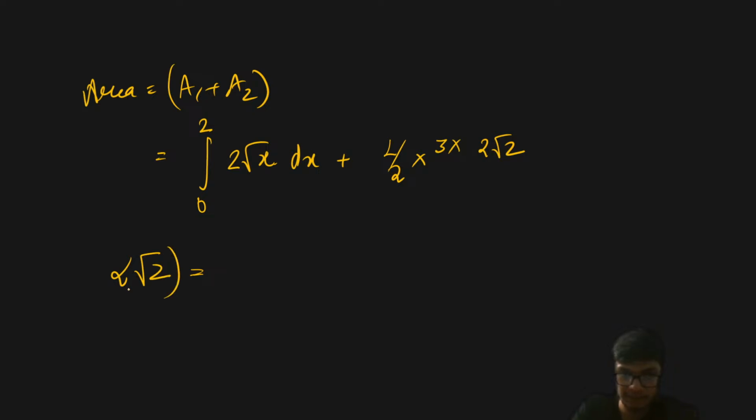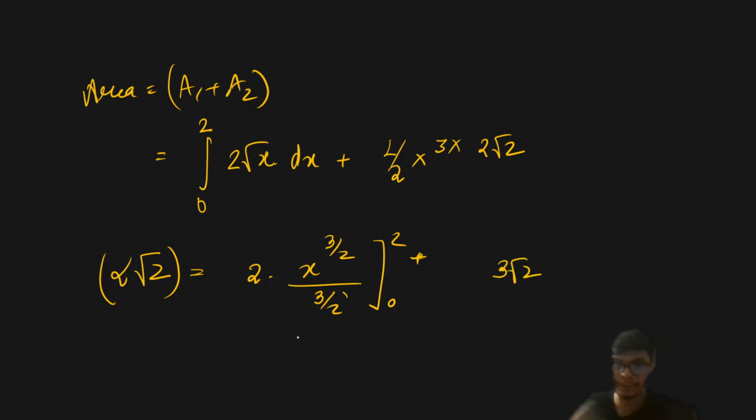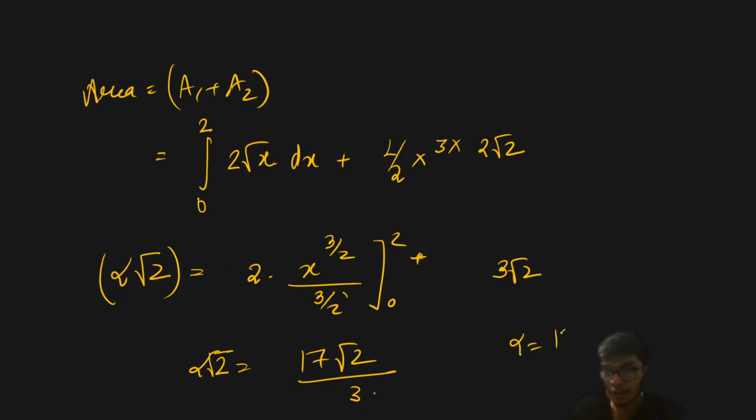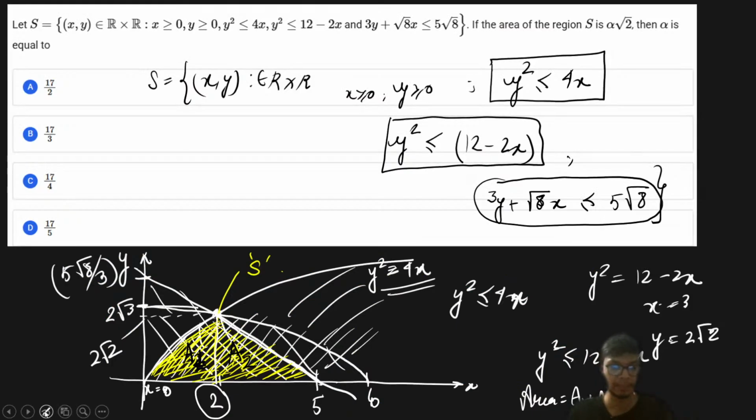Okay, so with this part you'll get the solution as follows, and it is said that the area is given as alpha times root 2. If you just try to integrate it, it is going to be 3 by 2 within the limit 0 to 2, and this particular part is going to be equal to 3 root 2, right? So ultimately alpha root 2 is going to be equal to 17 root 2 by 3, and therefore from here your value of alpha is going to be 17 by 3. So the value of alpha is 17 by 3.